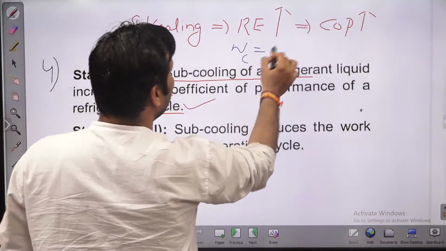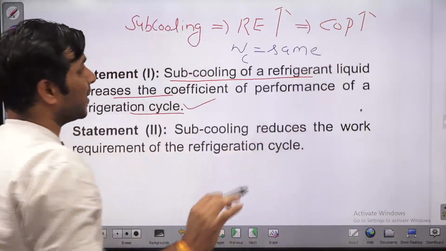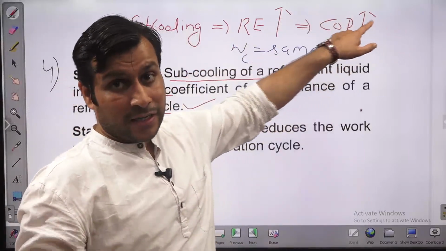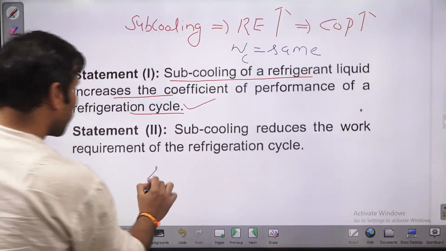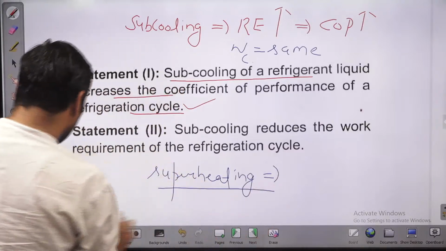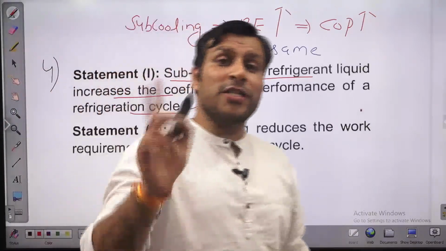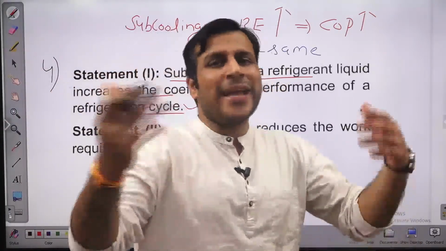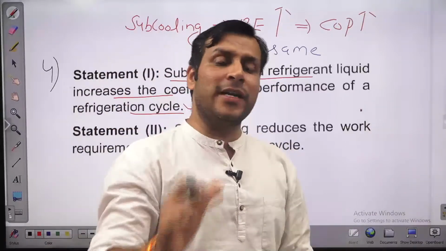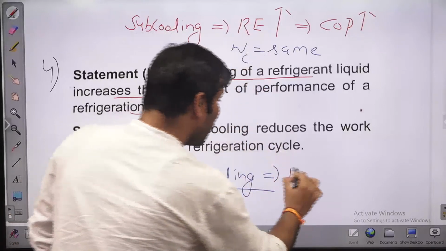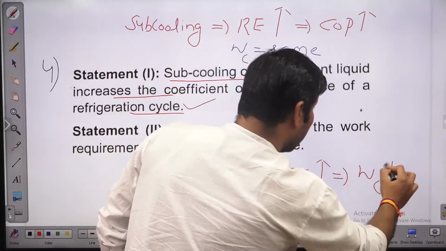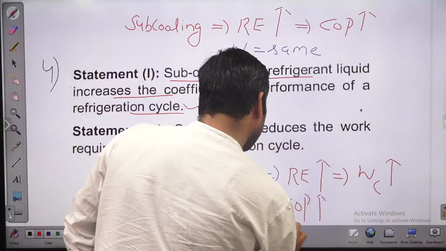WC क्या रहता है बच्चों? W compressor remains same. So it is not going to affect compressor work. But when you are carrying out the subcooling, COP will increase, refrigeration effect will increase, compressor work will remain same. Okay, if you are carrying out superheating in the evaporator, then your refrigeration effect will increase. Your COP can increase or decrease, it depends on the refrigerant. But if you are carrying out superheating in the evaporator, definitely your refrigeration effect will increase, but at the same time your compressor work will also increase. Okay, so due to superheating, compressor work will increase. COP may increase or decrease, it depends on the type of refrigerant.